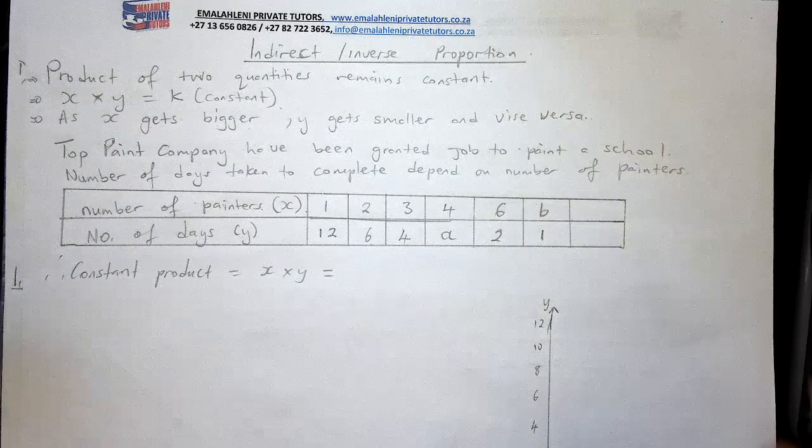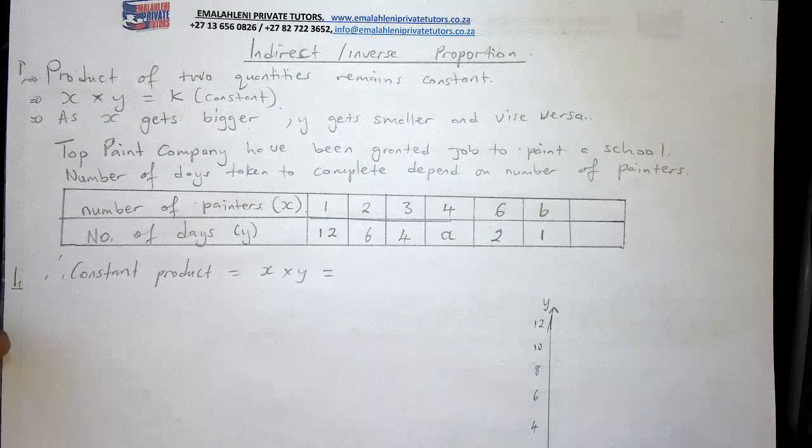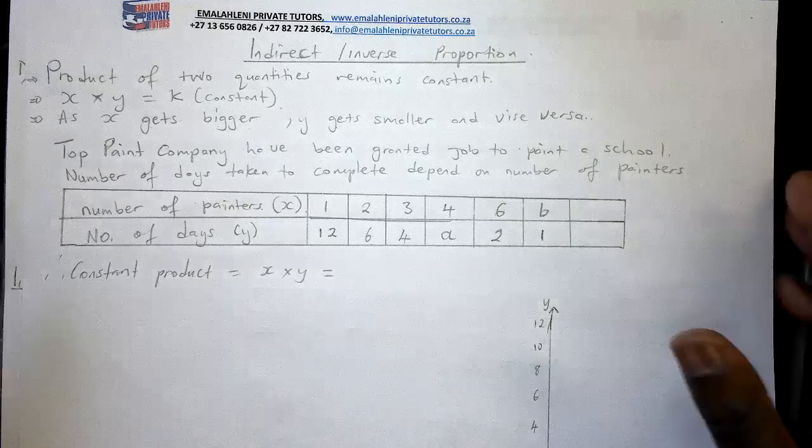It's different from what we said before. We are buying bananas. 1 banana is 2 rand, and if you need to buy 2 bananas, it's going to be 2 rand plus 2 rand, which gives you 4 rand. So as you increase the number of bananas, you're also increasing the amount of money.